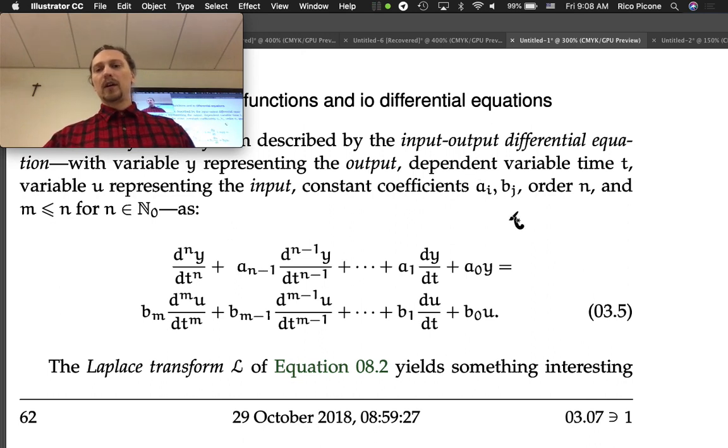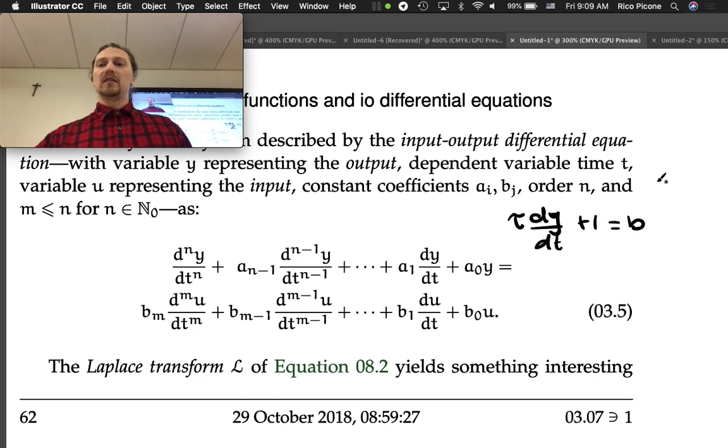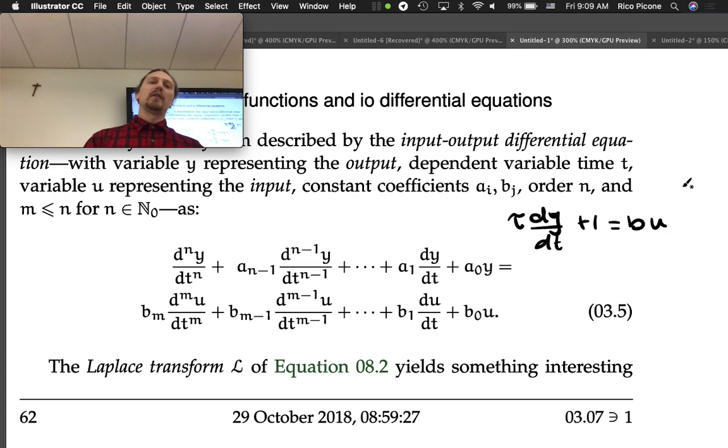So a first order one we would say was tau dy/dt plus y equals some constant, call it b, times the input u. So that would be a first order one. But then you can go to second order, third order, fourth order, etc. So we're going to use this general form. We're going to derive the transfer function definition from this equation.